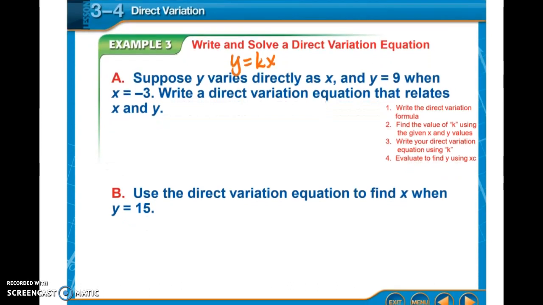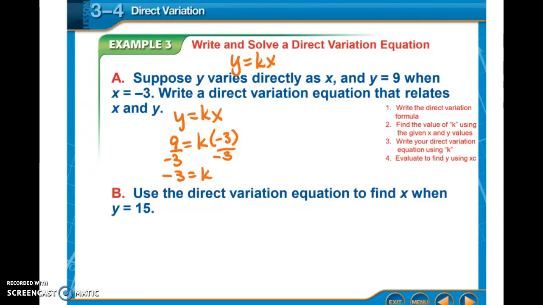Write a direct variation equation that relates x and y. So you've got some steps. Write the direct variation formula: y equals kx. Find the value of k using the given x and y values. We know that y equals 9 and x equals negative 3. Step 3 says to write your direct variation equation using k. Right now we don't know what k is yet, so you have to divide by negative 3. You end up with negative 3 equals k.